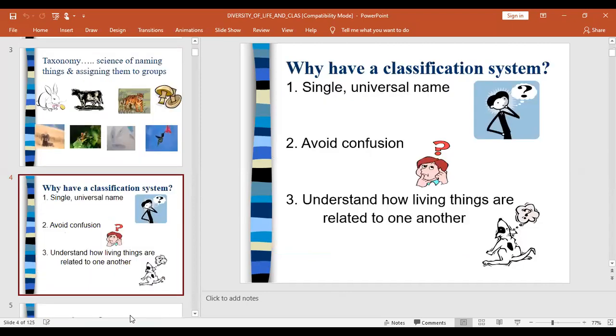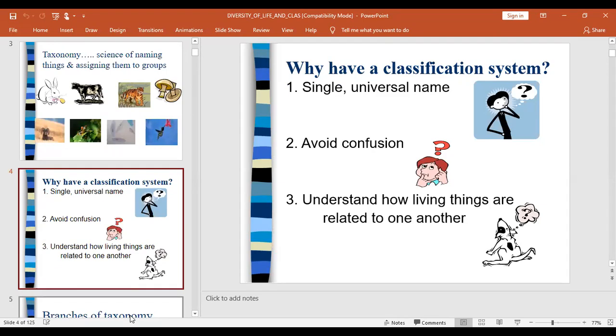So why do we have a classification system? Because we really want to have a single universal name. Man should be man, whether you're in Europe, in the UK, or in Asia. We want to have single agreeable universal names. And therefore, we are going to group organisms according to their origin. Two, we want to avoid confusion, confusing different organisms with others. And therefore, it is very important, especially in breeding, like in plants and animals.